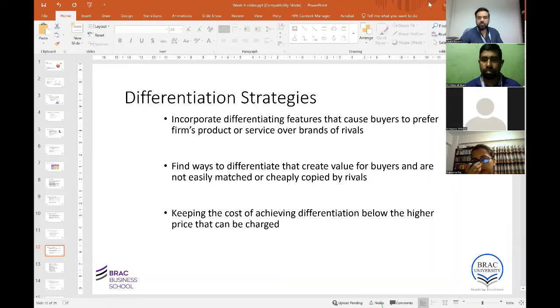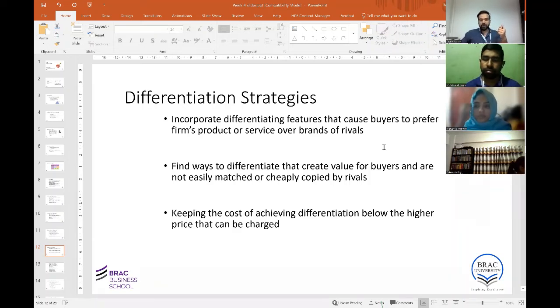So differentiation strategy, simply put, says: incorporate differentiating features that cause buyers to prefer the firm's product or service over the brands of rivals. Find ways to differentiate that create value for buyers and are not easily matched or cheaply copied by rivals. And then finally, keep the cost of achieving differentiation below the higher price that can be charged. So again, pause and reflection.